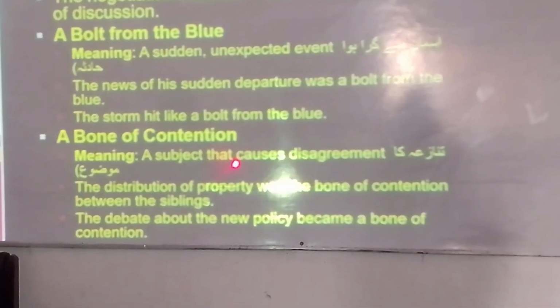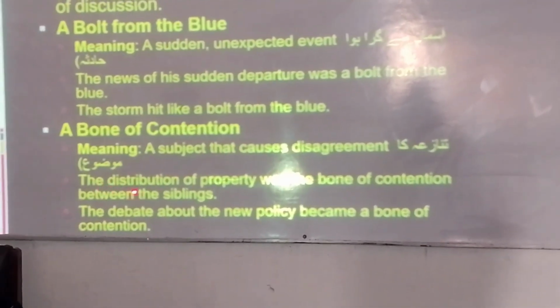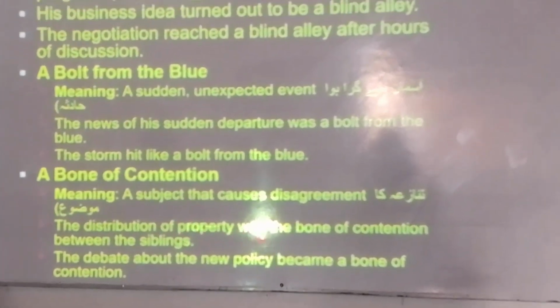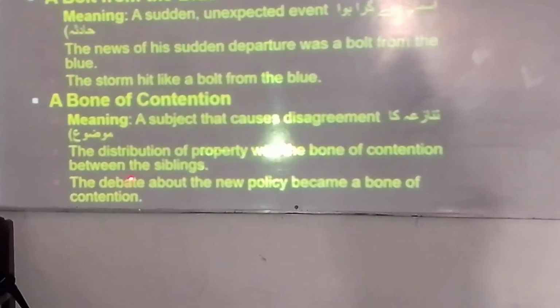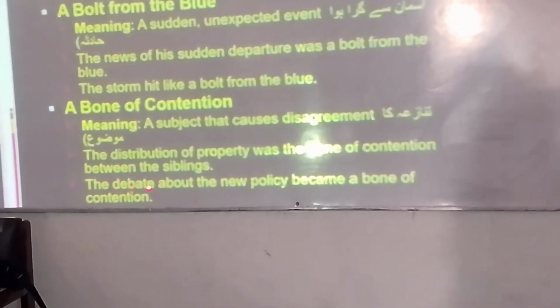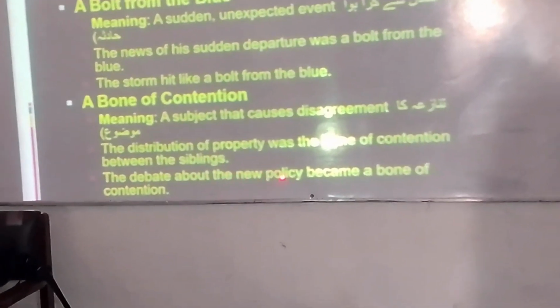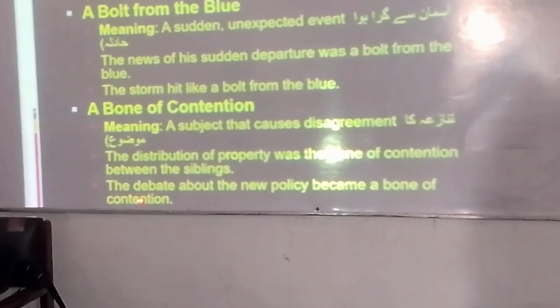A bone of contention. A bone of contention means a subject that causes disagreement, a subject that causes dispute. Clear? The distribution of property was the bone of contention between the siblings. The debate about the new policy became a bone of contention.